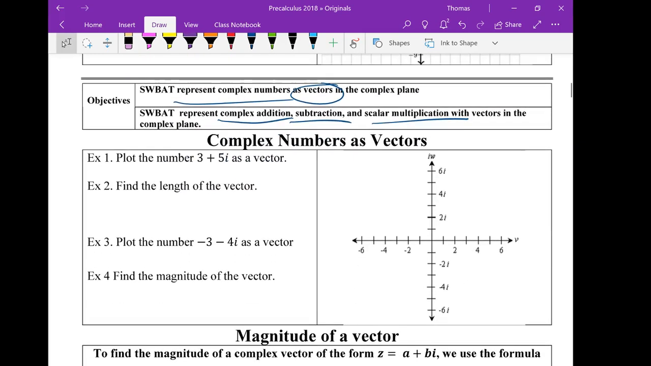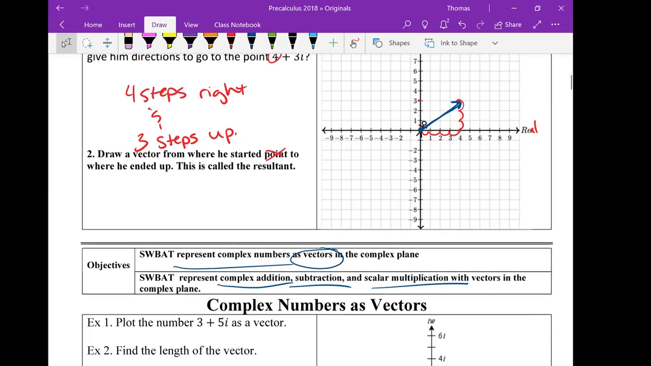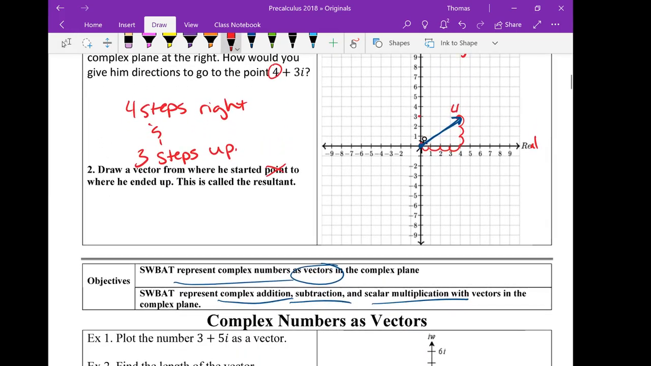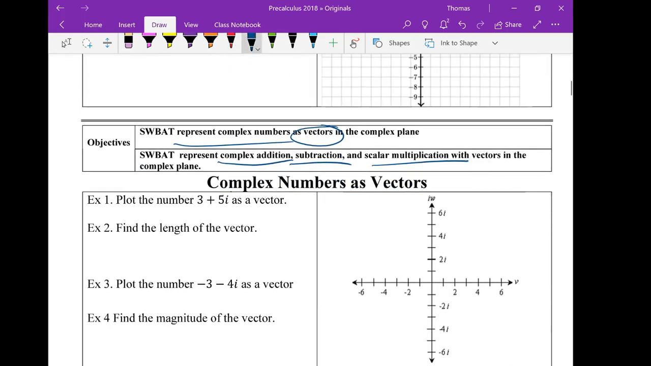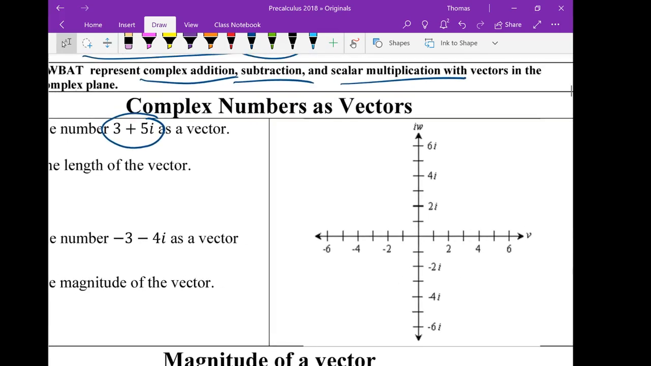Cool. Let's practice with these vectors a little bit more. We can plot any number as a vector. We already plotted 4 plus 3i as a vector. Let's practice plotting some more. In example 1, it says plot the number 3 plus 5i as a vector. Down at the origin, all our complex numbers are just going to start at the origin. The real part is 3, 1, 2, 3. The imaginary part is 5, 1, 2, 3, 4, 5. I sketched those in, and I'm going to erase them afterwards to make our drawing prettier. So 3, 5 is right there. There's our vector. It goes from the origin to 3, 5.